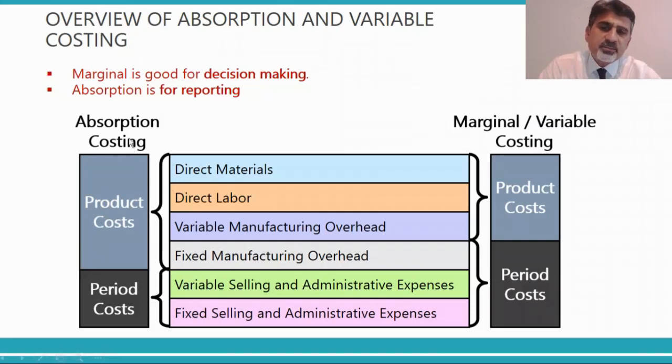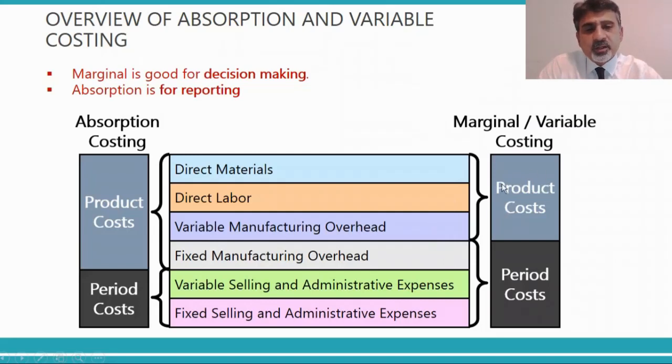The absorption costing method, which we did in the previous chapter, says that any unit of output consists of four cost elements: direct material, direct labor, variable manufacturing overhead, and fixed manufacturing overhead. These four cost elements go into the production cost, or product cost. This is what we did in the last chapter. Now marginal costing says that the production cost of any unit of output consists of only these three elements: direct material, direct labor, and variable manufacturing overhead. Fixed manufacturing overhead you do not include in the product cost.